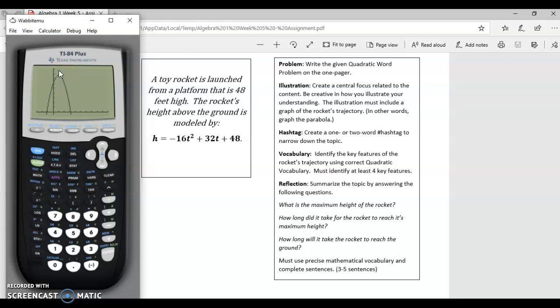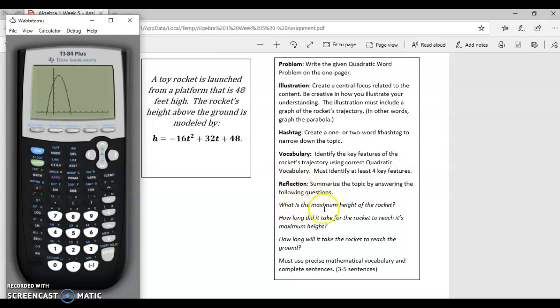You can draw in an axis of symmetry. You can talk about that y-intercept. So those are all some good vocab words, and you have to use at least 4 of those vocab words, 4 key features. And so now let's talk about what we have in the reflection here.